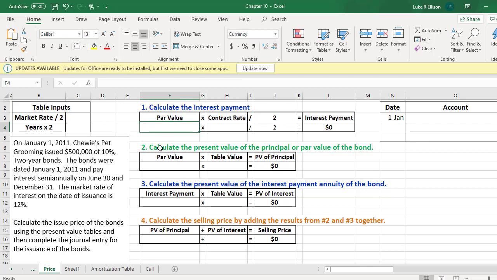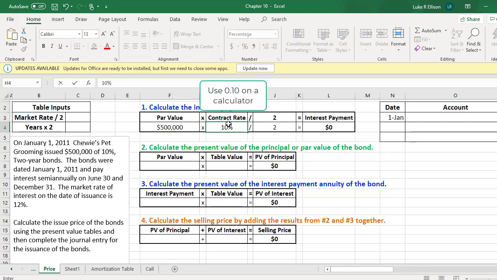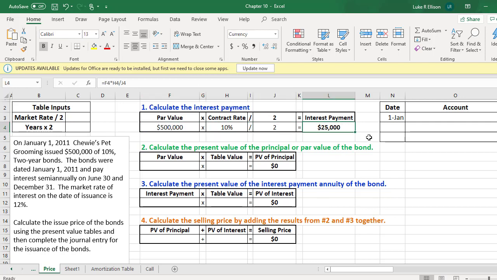So first the par value, if we look over here, we see that the par value is $500,000. We issued $500,000 of 10% bonds. So this is $500,000. Now the contract rate is always listed right along with that par value. So that's going to be the 10%. And then we have to multiply those, divide it by 2, and that gives us an interest payment of $25,000.